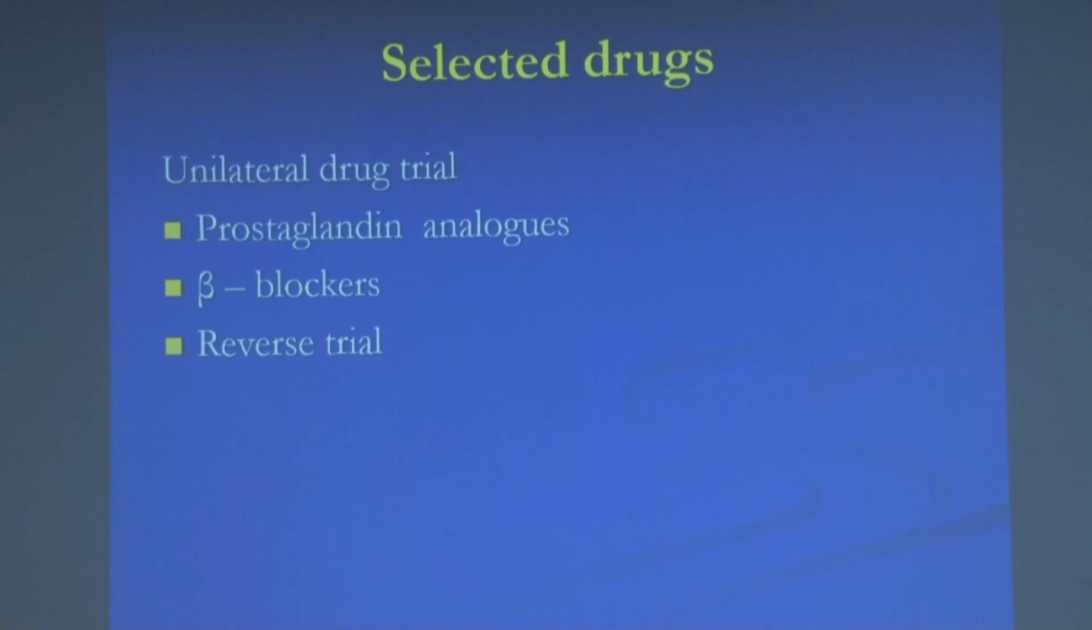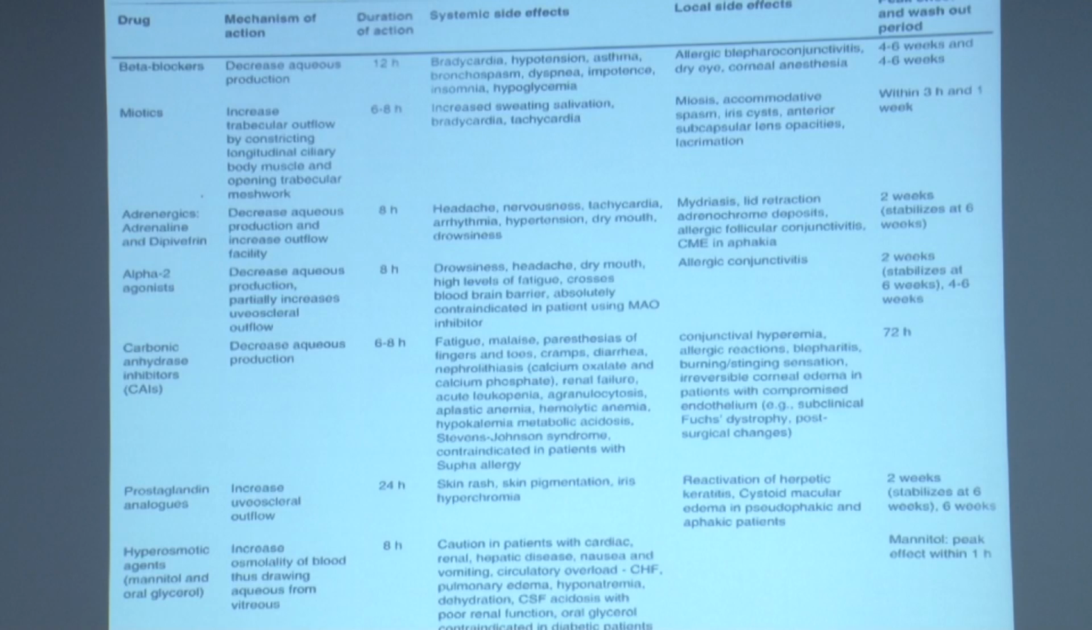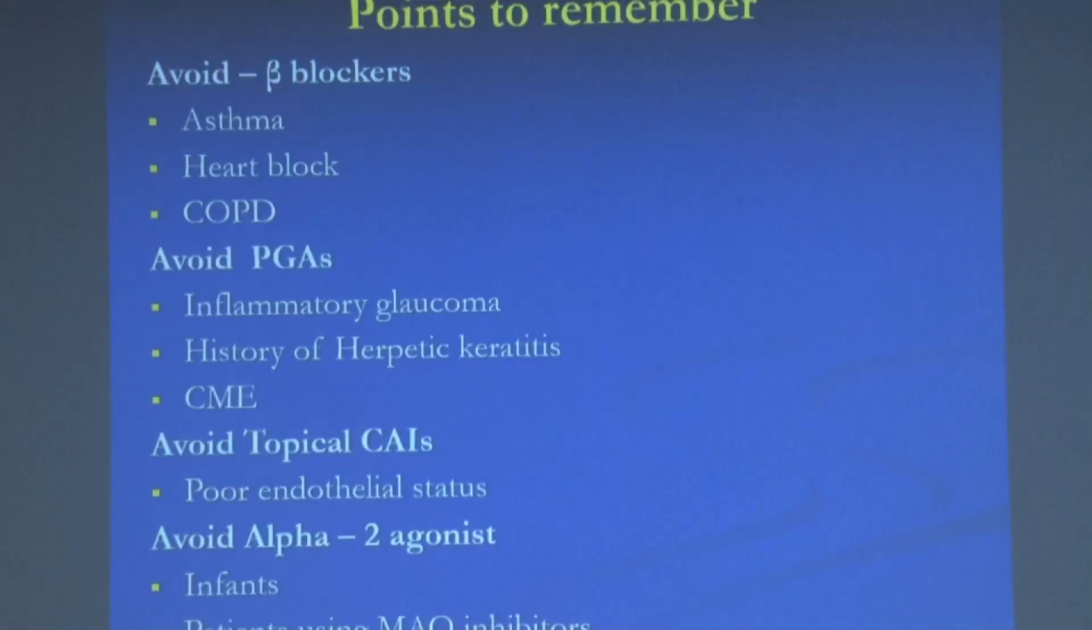The first line of medications are usually prostaglandin analogs and beta blockers. This is a huge list which I will not go into, but some points you should remember: avoid beta blockers in asthma, heart attack, heart block and COPD. Avoid PGA in inflammatory glaucoma, history of herpetic keratitis, CME.